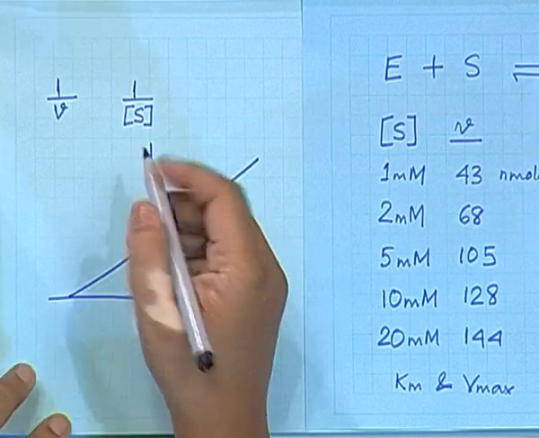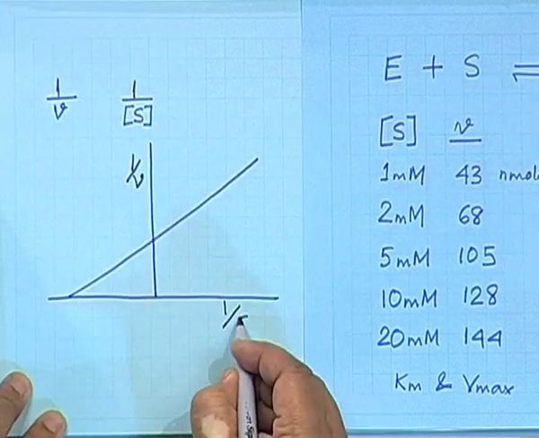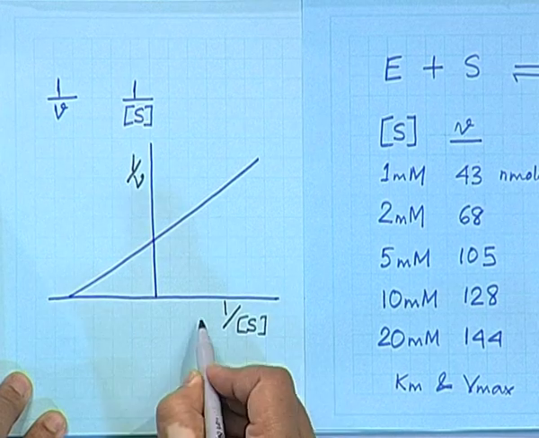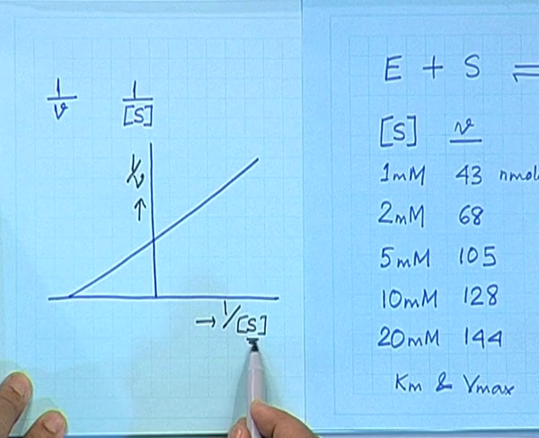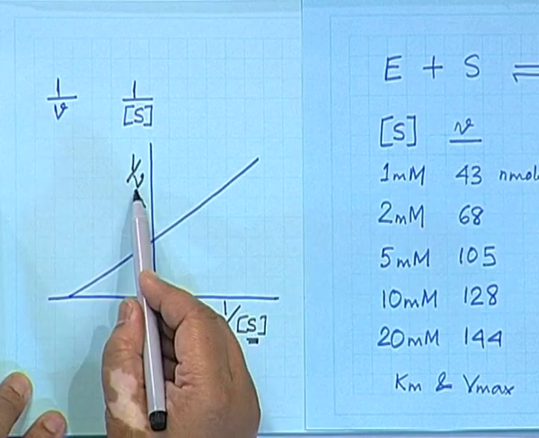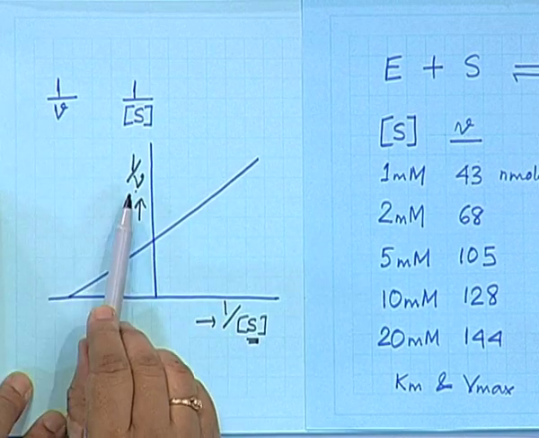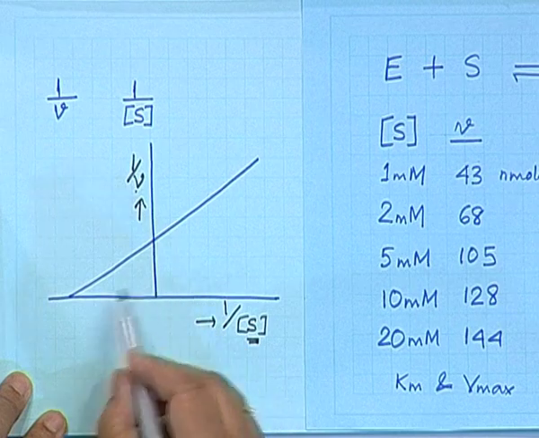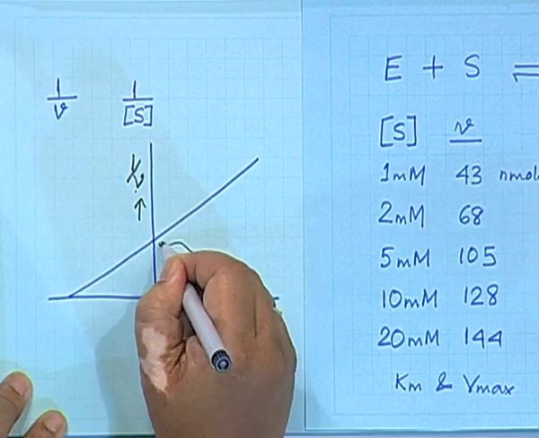So, what have I plotted? 1 by V, 1 by S. What have I done? I have conducted the reaction at a variety of substrate concentrations and calculated the initial velocity for each of these substrate concentrations. Then what I do is I plot 1 by V versus 1 by S. What is this here?